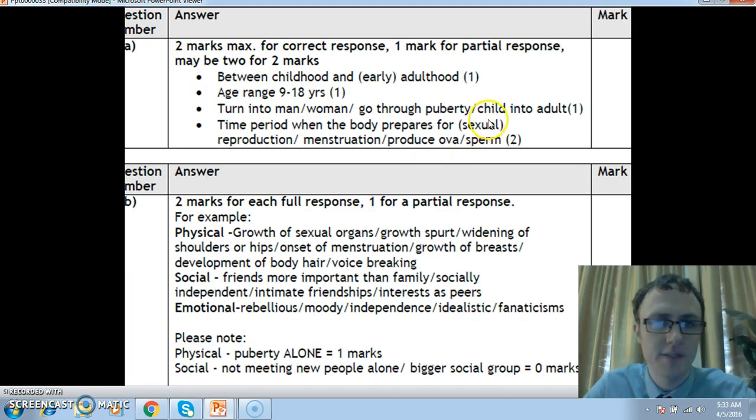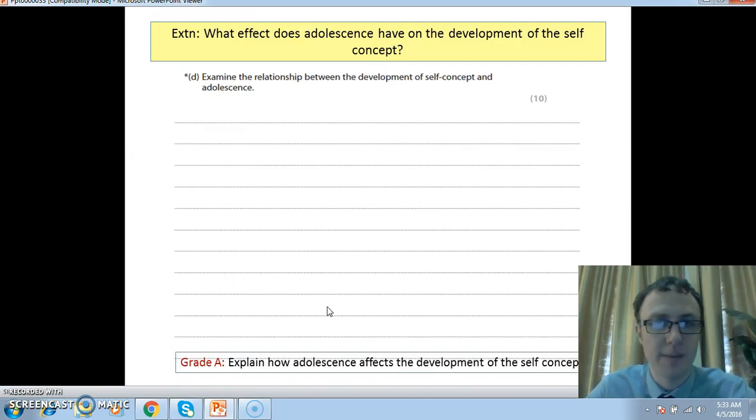Okay, here are some answers. For the first one, adolescence, as you should know, is between childhood and early adulthood, between the years 9 to 18. Down here, for physical changes, you could have had the widening of the shoulders or hips, development of body hair, voice breaking. For social, you could have had friends more important than family, socially independent. For emotional, could be rebellious, trying to rebel, fight against society, and moody.